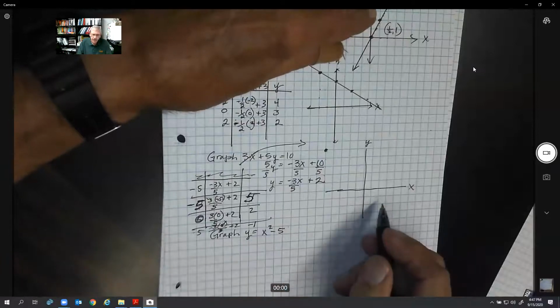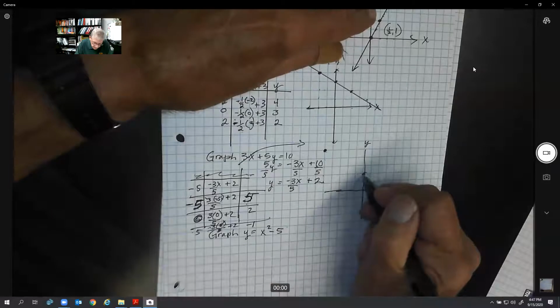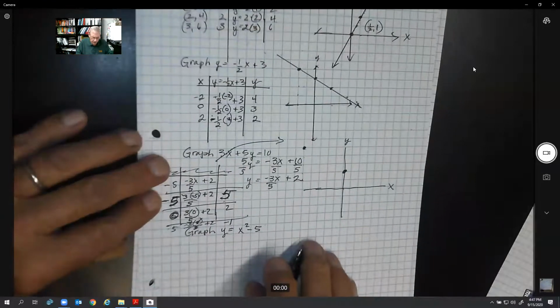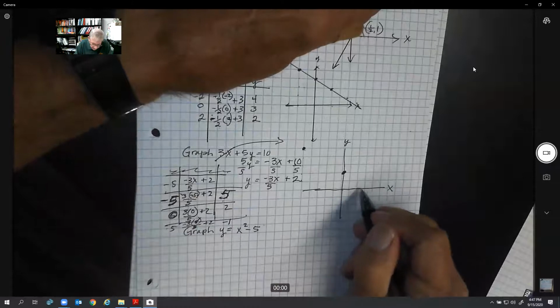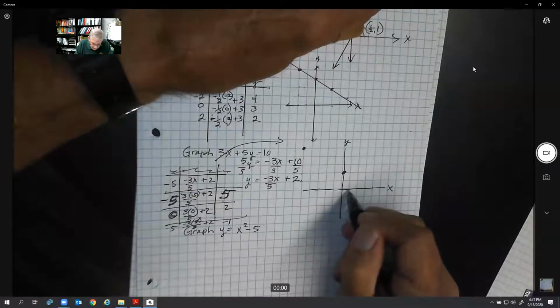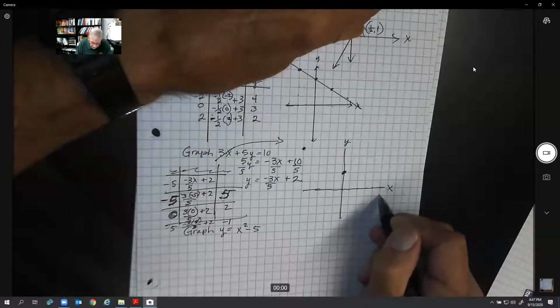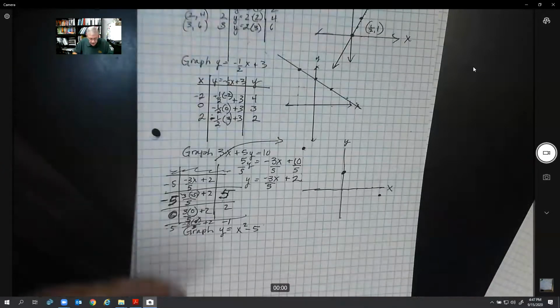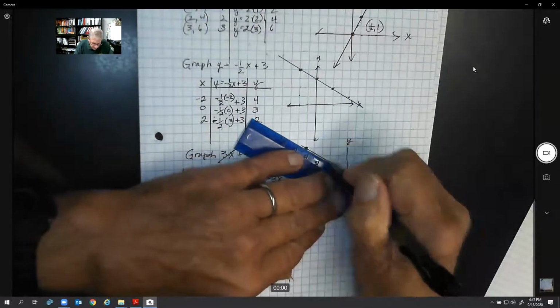Way up there. -5, 5. 0, 2. Not a very good graph, huh? And 5, -1. 5 in the x. 1, 2, 3, 4, 5. -1 down here. If I did it right, straight line.